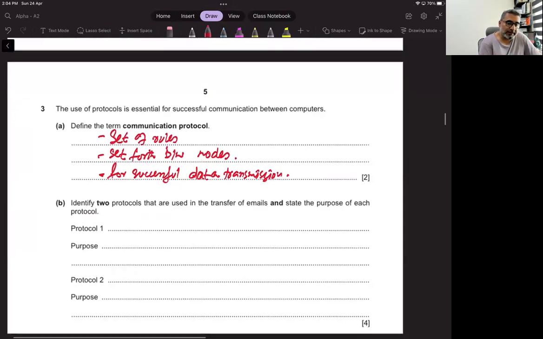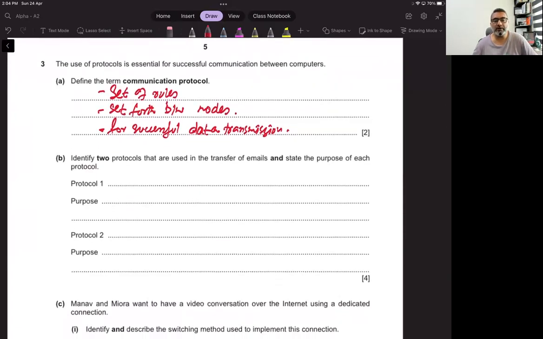Identify 2 protocols that are used in the transfer of emails. When the email is being received, it is POP, post office protocol. And when it is being sent, it is SMTP, simple mail transfer protocol. And there are others. If you are not using an email client, rather you are using a browser, then there is another protocol called IMAP, Internet Mail Application Protocol, something like that.